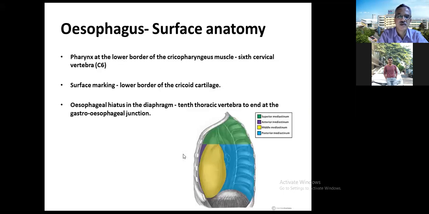Madan, just go back. Yes, sir. The surface marking means you have to tell the skin, no? Sir, as far as the esophagus, from where it starts can be located, sir. The rest of the part, it's difficult, sir. The lower border of the cricoid cartilage is the only landmark that can be visible outside, sir. The proximal segment. So below it's difficult. 10th thoracic vertebra. Okay. Yes, sir. Yes. Right.